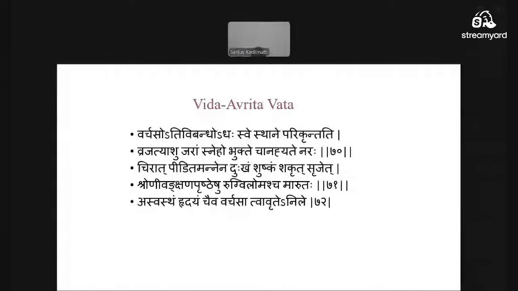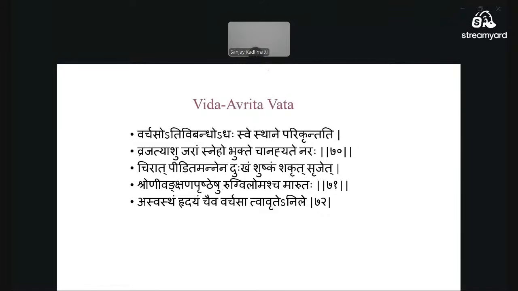Prajantyashu jaram sneho bhunkte cha anayhate naraha. Anah will be there if you eat the ration and after sneha food. Chirat pidita mannena dukkham shushkam shakrit sujet. Difficulty, dry stool will be there.